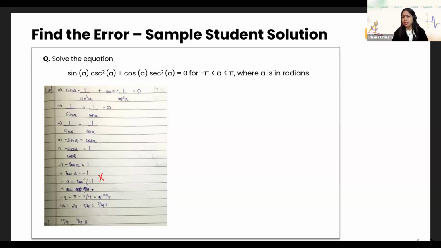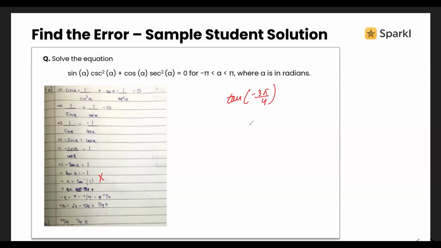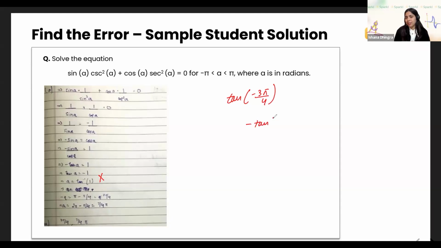So what should be the other value? Should there be any other value? There should be minus 3 pi by 4, because it kind of reflects on the other side. When you write minus 3 pi by 4, I hope you know tan of negative x is negative tan x. And tan 3 pi by 4 is already negative. That will give you a positive answer.